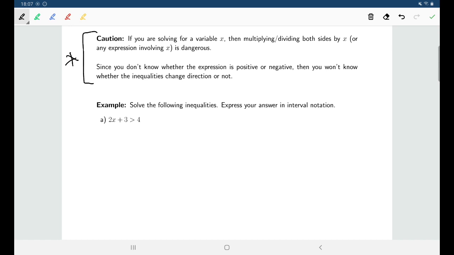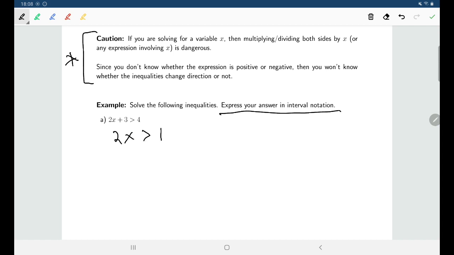So I'm going to just solve a few inequalities here, and for all of these I'm expressing my answer in interval notation. So I won't just finish with x greater than some number, I'll also have to then state my answer in interval notation after I'm done. So working with this, for the most part, we treat it just as you would an equation. You can move things from one side to the other.